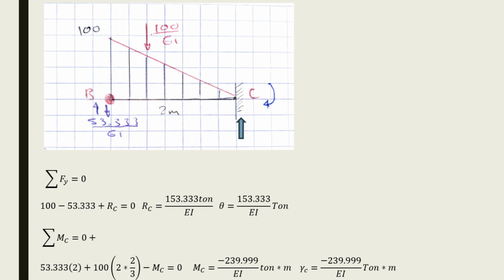For the deflection, we add the moments at C, developing. We have that the moment at C is equal to minus 239.999 tons per meter over EI, knowing that the moment in the conjugate beam is equal to the deflection in real life. So the deflection at C is equal to minus 239.9999 tons per meter over EI.